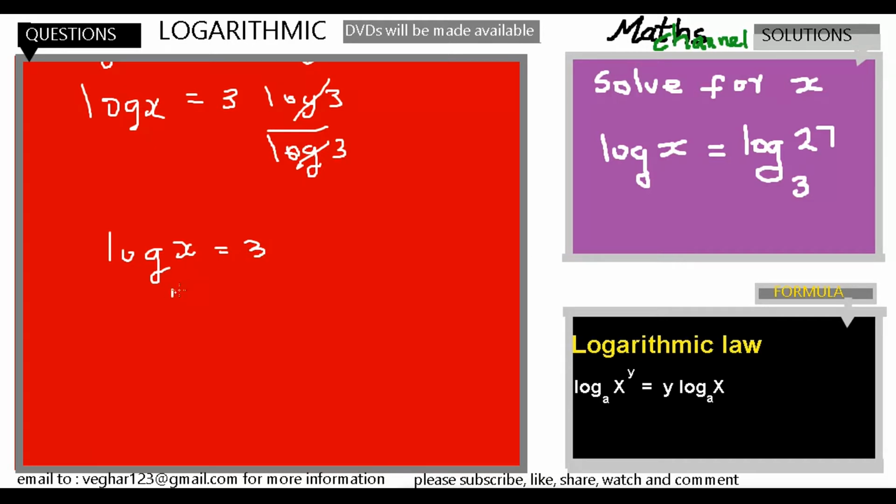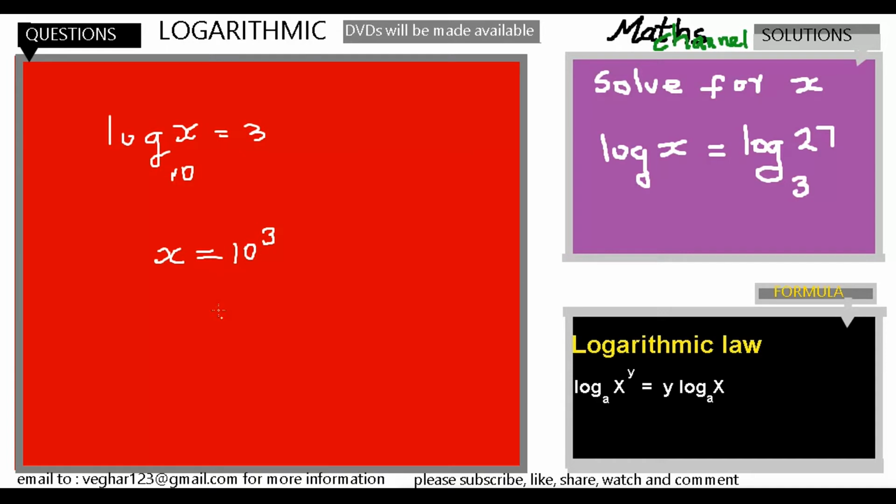So from here, remember the base here is 10. To change this to an exponent, because we are solving for x, we'll take the 10 to the other side. This is how we convert from a logarithm to an exponent. We are taking the 10 to this side and the x will be left like this. So 10 to the power 3 is 1000. So x is 1000. This is how you solve for x. So we have used this law to solve this problem as well.